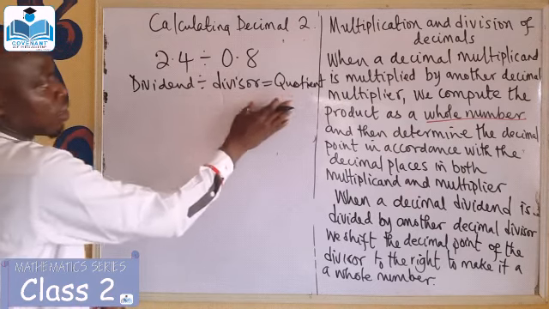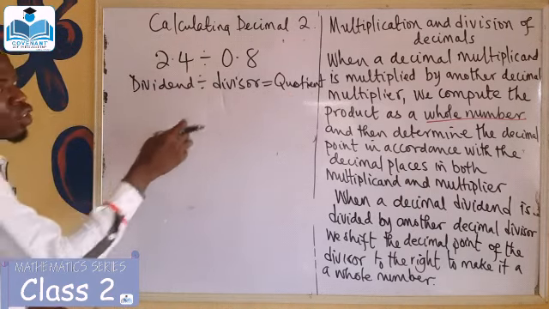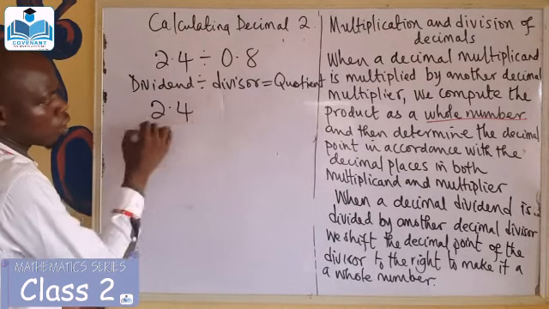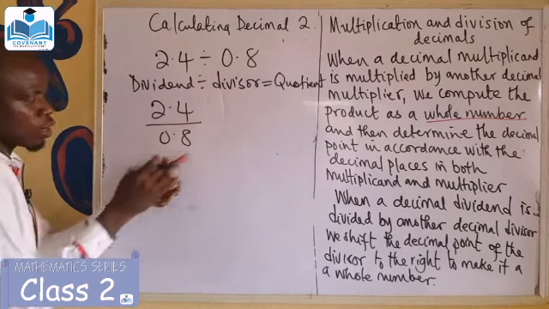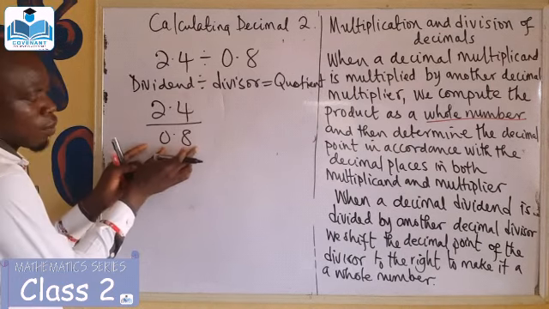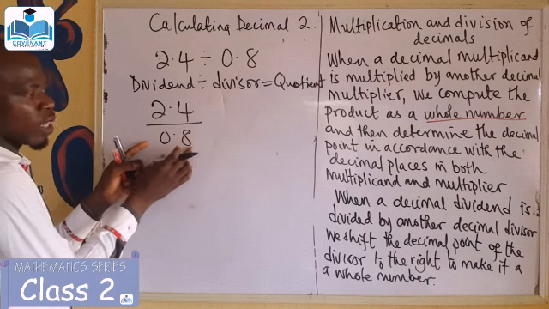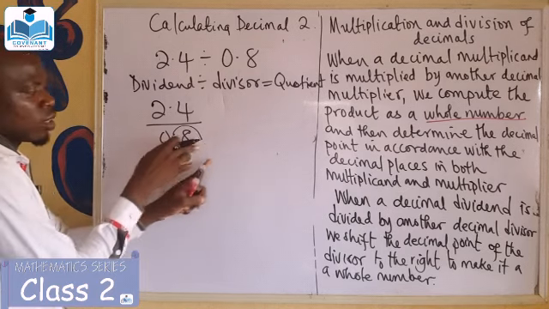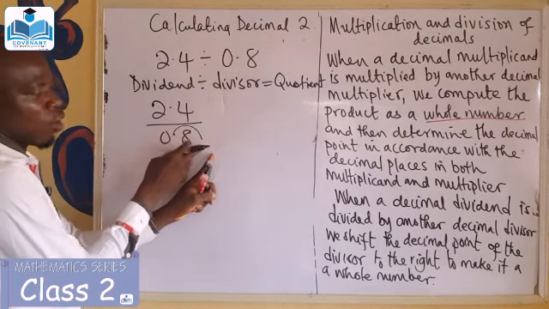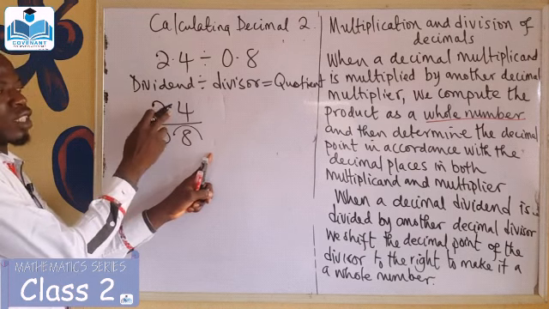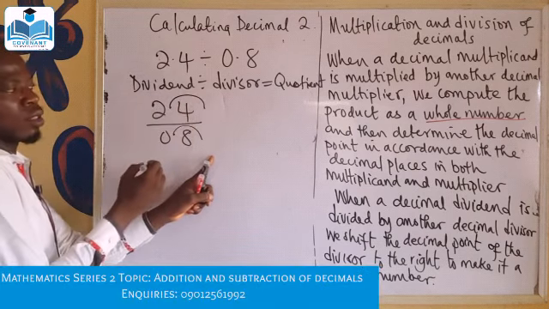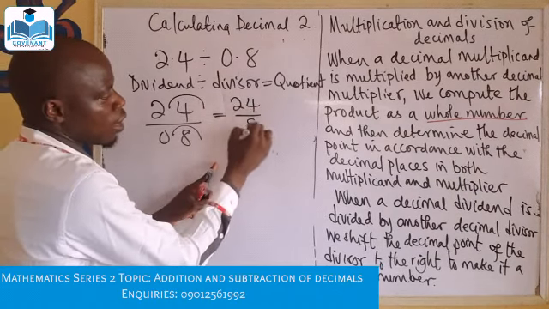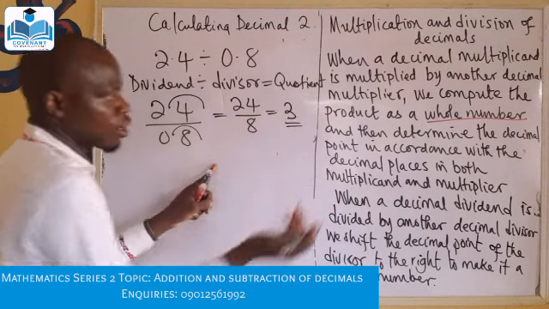Now, for you to get this answer right, in the case of decimals, you are going to make your divisor, which is your 0.8, a whole number. So I'm having it this way, 2.4 divided by 0.8. This is my divisor, this is my dividend. To make it a whole number, I'm going to move my decimal point 1. Once I move the decimal point 1, this number becomes 8. I will come to the dividend and do the same thing. I also move my decimal point 1. So what am I having? 24 divided by 8. And that gives me 3. That's the final answer.